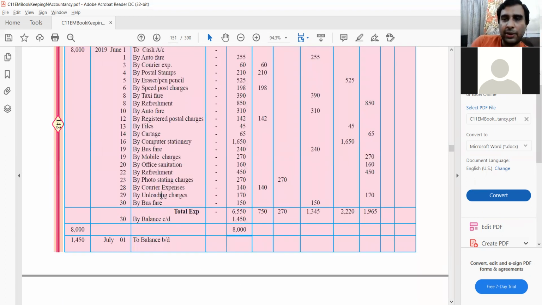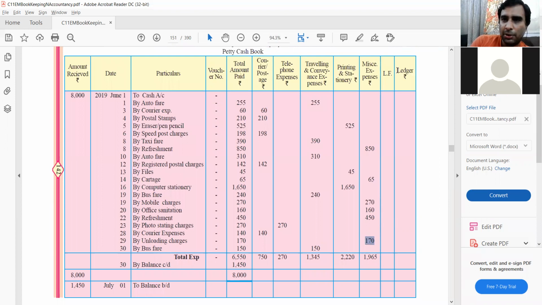Unloading charges, they've left it like that and put it in miscellaneous. So if you don't know the answer very clearly, you can either put it in a ledger or you can put it in miscellaneous. But when something repeats many times, generally you don't put it in miscellaneous. Like refreshments is coming once, twice. So normally you wouldn't put it in miscellaneous, but no hard and fast rule.